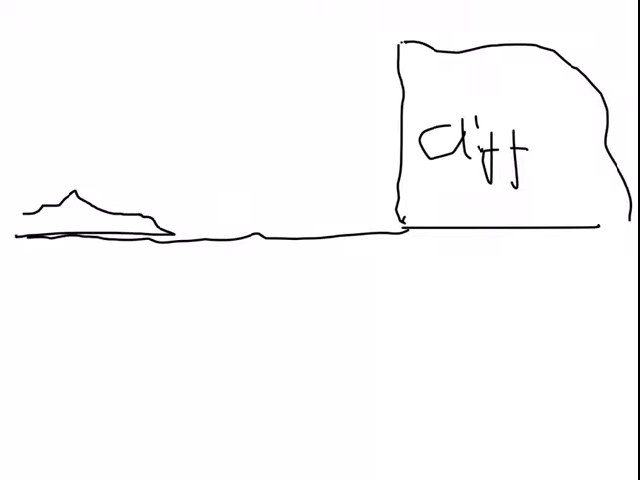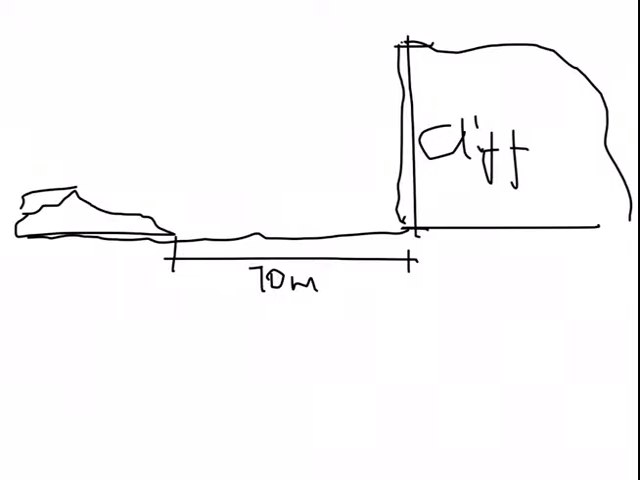a ship. Yes, you've got a ship there, a very nice one. Then, let's say the distance from the ship to the cliff is 70 meters. Now, the height of the cliff will obviously be from there to somewhere, and there. That height is whatever, h.